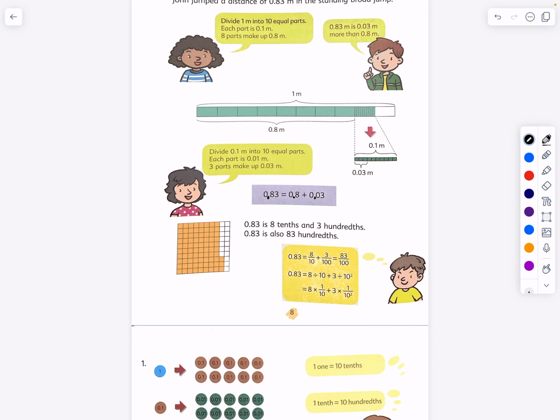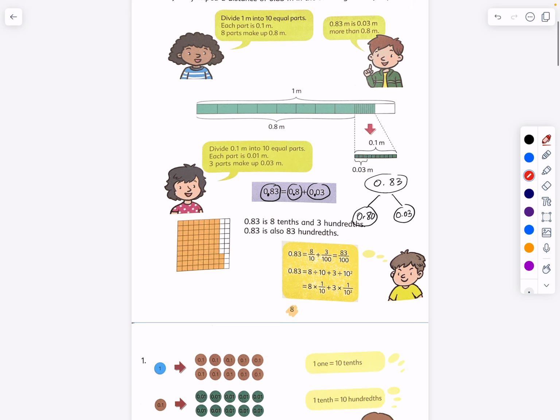So let's consider this example. 83 hundredths is the same as 8 tenths and 3 hundredths. Yes, we can break up 83 hundredths into 80 hundredths and 3 hundredths, right? And remember, this trailing zero, it's an equivalent fraction. We can remove it and it becomes 0.8 plus 3 hundredths.